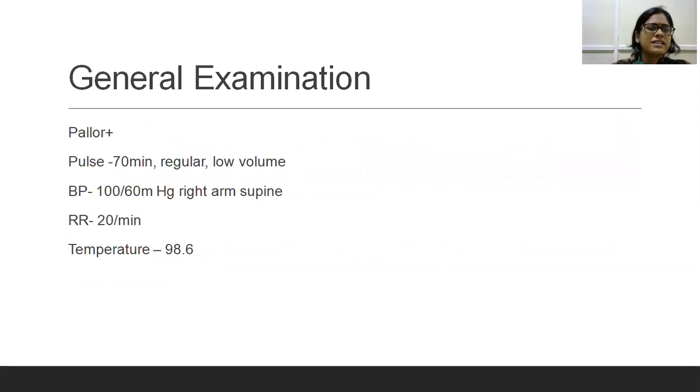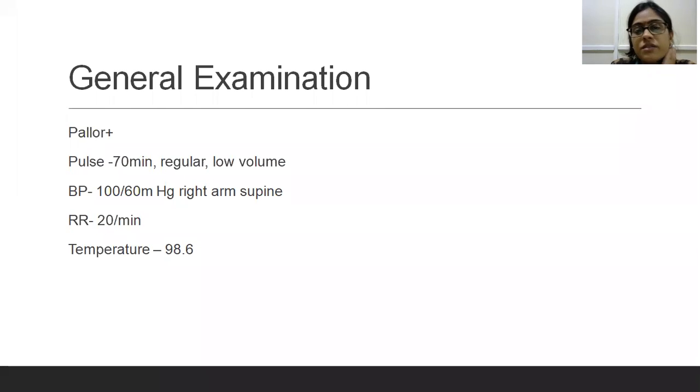Then coming to general examination, patient has pallor, pulse is 70 beats per minute, regular, low volume. There's no delay either. The blood pressure is 100 by 60 millimeters of mercury in the right arm supine position. Respiratory rate is 20 per minute. Patient is afebrile. So this is your general physical examination.